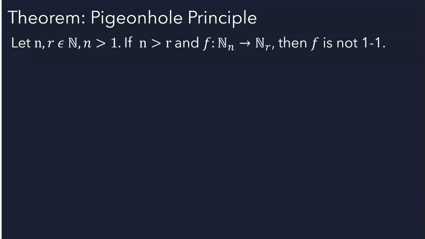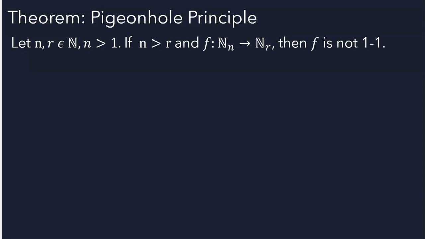Doing it mathematically, I have n and r are elements of the natural numbers where n is greater than 1. If n is greater than r, and f is a mapping from n sub k to n sub r, then there's no way f can be 1 to 1. Something's going to get smushed. 2 things are going to get hit twice. So we have to do this by induction.